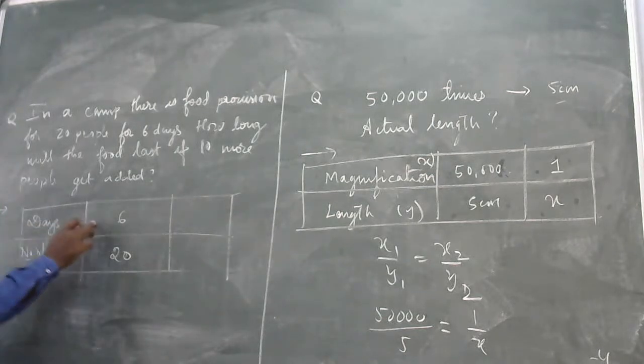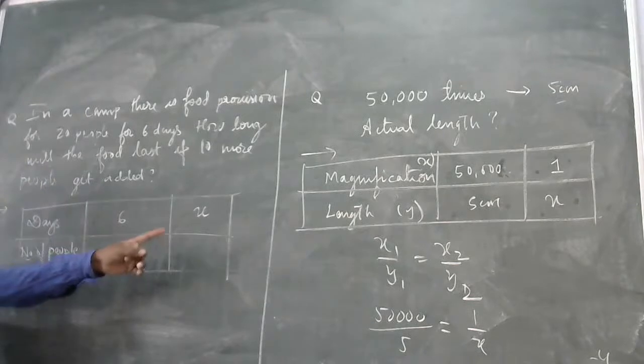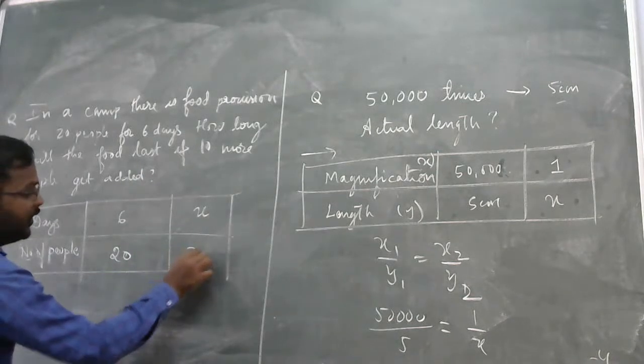And how many days the food will last? We don't know. And how many people are getting added? 10 are getting added. That means earlier 20 are there. Plus 10. It will be 30.